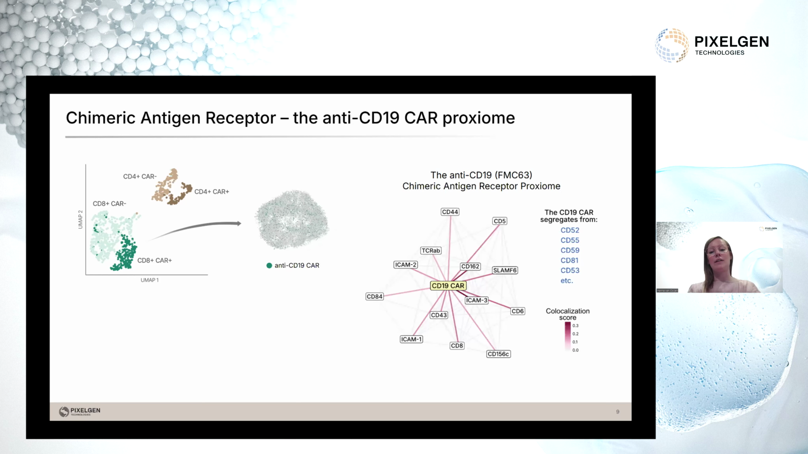So here is the colocalization network of the CAR receptor. So these are all the proteins that the CAR receptor is colocalizing with. And you can see that here we get different adhesion molecules, for example, the different ICAMs, CD43, 44. We also get metalloproteases, ADAM10 or CD156C, which is another name. Different co-stimulatory molecules, so co-receptor CD8, and the SLAM F6.